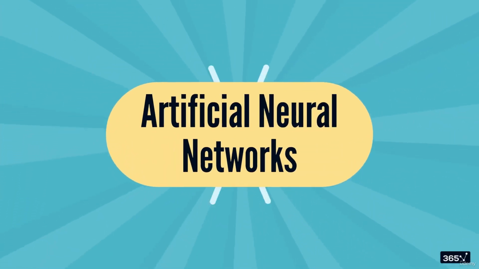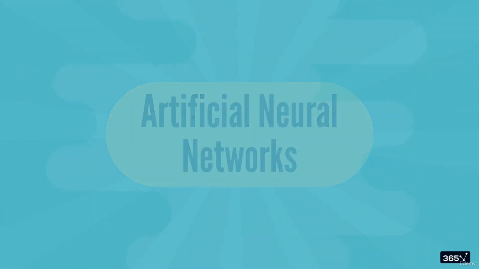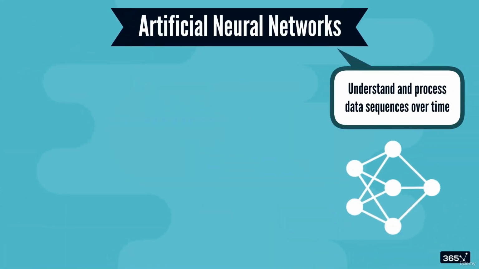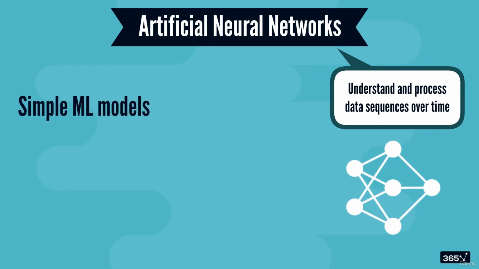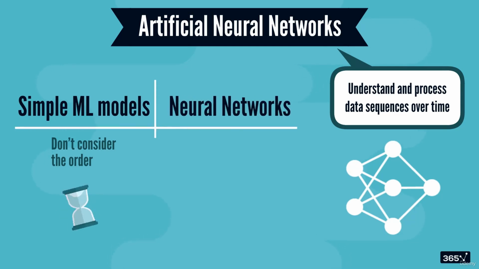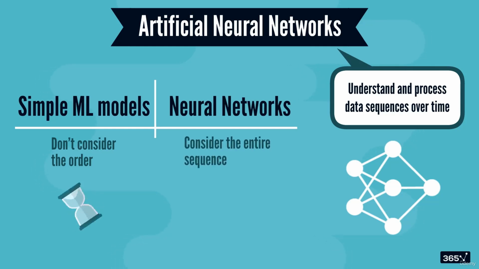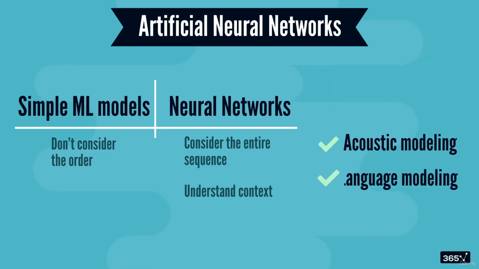This is where artificial neural networks come into play. Neural networks can understand and process sequences of data over time. While simple machine learning models can recognize patterns, they don't consider the order of the sounds. This means they look at each sound in isolation, ignoring how the sounds change or relate to each other over time. Alternatively, neural networks analyze how each sound relates to the ones before and after, allowing them to handle variations in speech like speed and accents. They don't just look at individual sounds, they consider the entire sequence to understand the context. This makes them suitable for acoustic and language modeling.